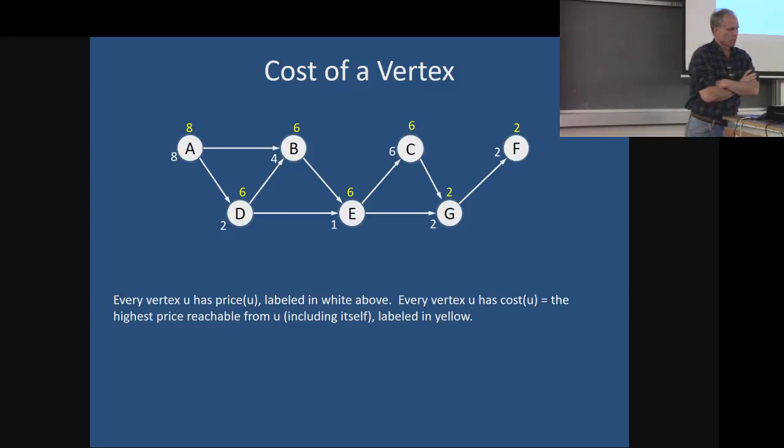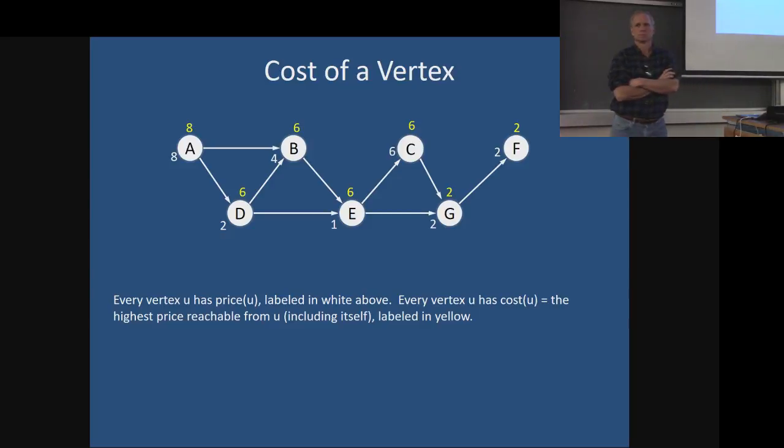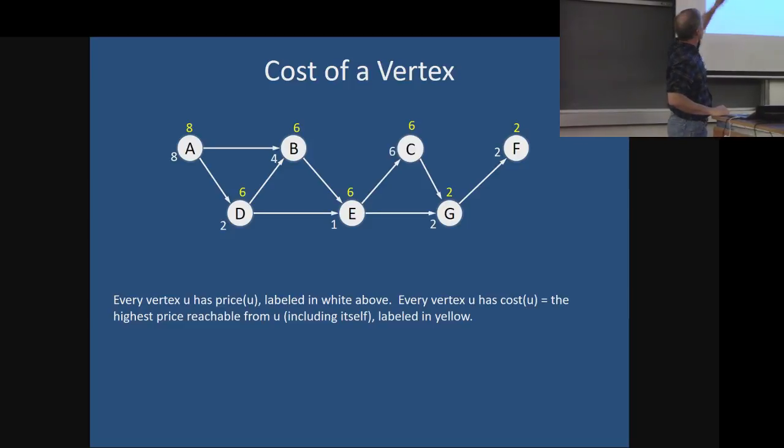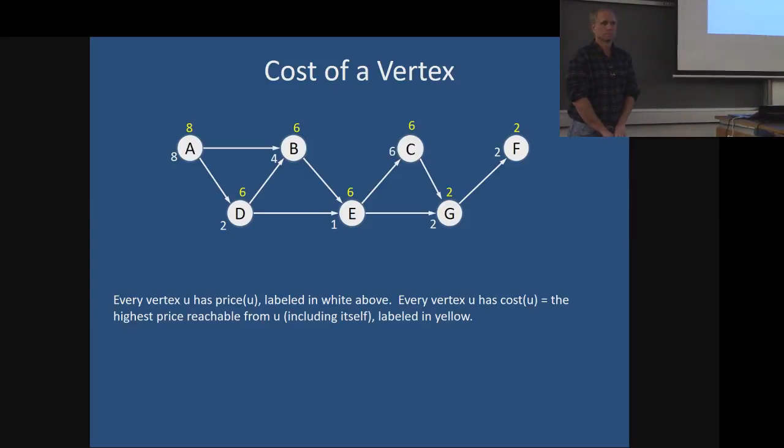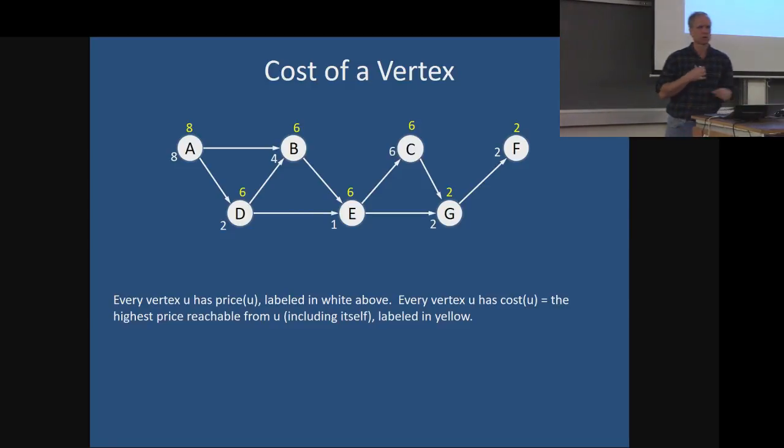Now why does A have a cost of 8? Because its own price is 8, and none of its descendants have a higher price. Right. So you take the max of the price of A and the price of everything you can reach from it, and that just turns out to be 8. Okay? So are we clear on the definition of what I mean by cost and price?